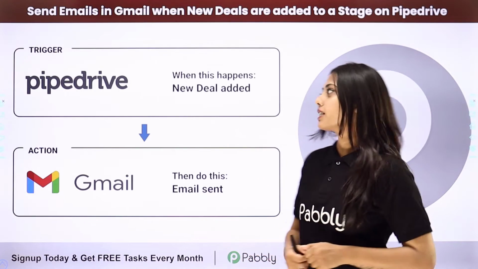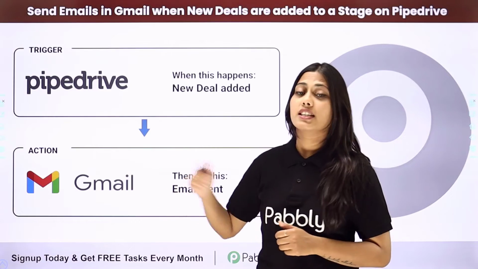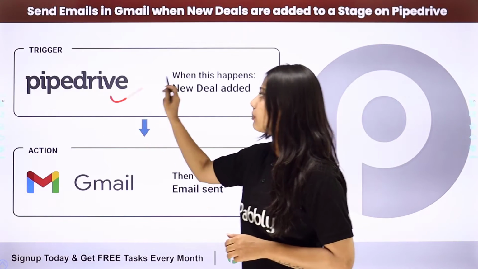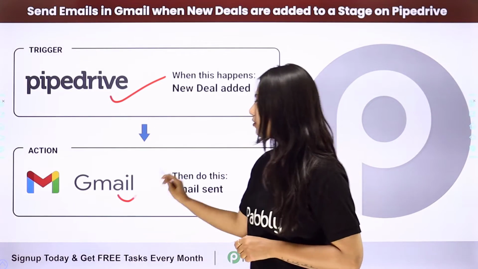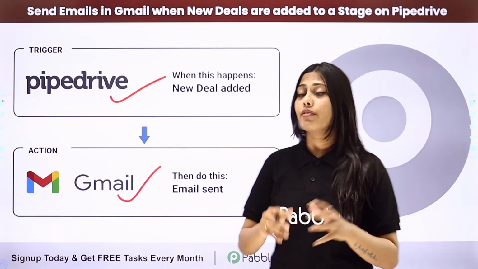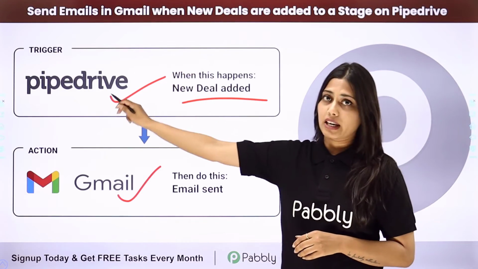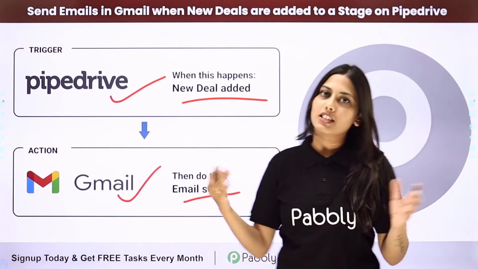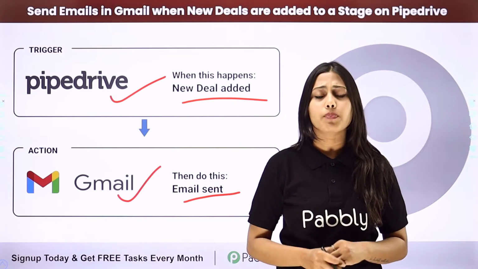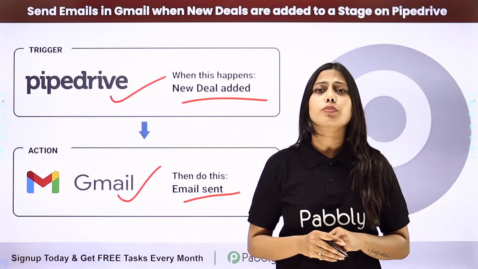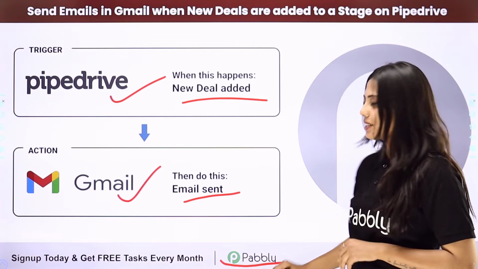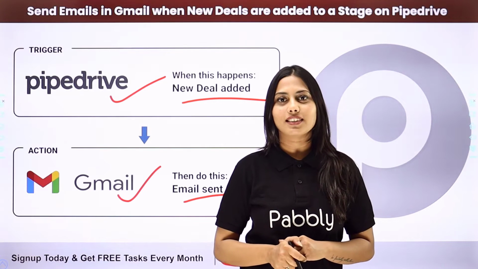Today we are going to integrate Pipedrive and Gmail in such a way that Pipedrive will be our trigger application and Gmail will be our action application. And every time a new deal is added in Pipedrive, the email will be sent directly without any manual work. We will be doing this using an automation software called Pabbly Connect. Let us learn how to do it.